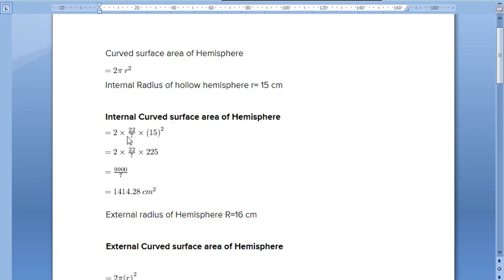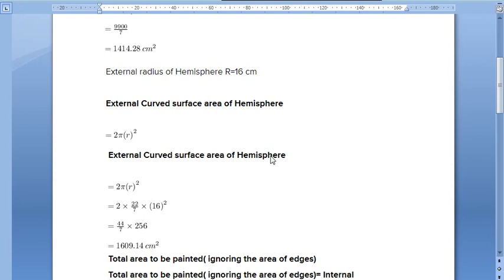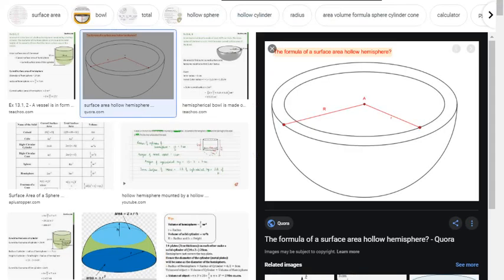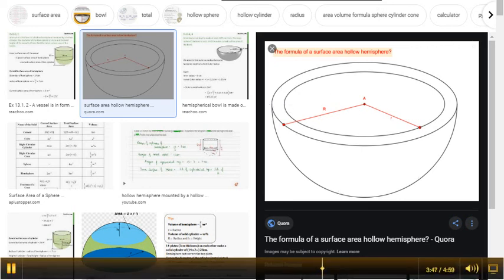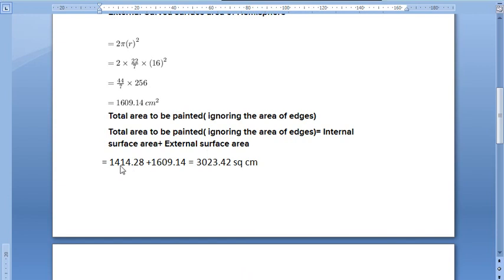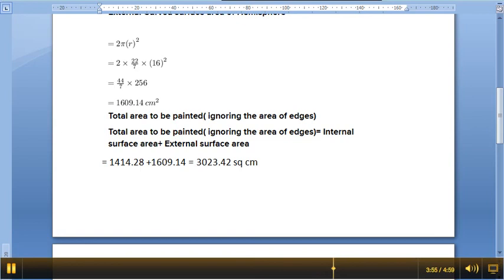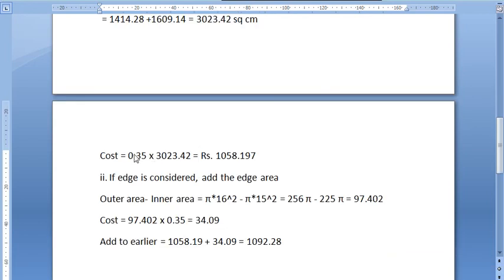Do this solution and you will get 14.28. Do it yourself. What is the external surface area? That is 16 external. Therefore 2 into 22 by 7 into 16 square. Solve this again. You will get 1609.14. Now what do we have to do? We are painting both inside and outside, but ignoring the thickness. So just add the two areas. So total area to be painted becomes 3023.442. Now the cost per square centimeter is 0.35, meaning 35 paise. So multiply, and the total for 3023 will be 1058.19. This is ignoring the thickness.